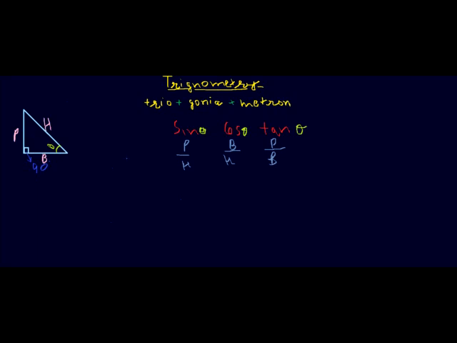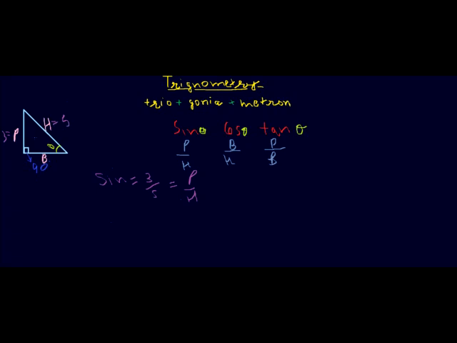So let me show you some examples so it will be more clear to you guys. Let's say we are given sine theta equals 3 by 5. So we know that sine is perpendicular over hypotenuse. So given 3 by 5, perpendicular is 3 and hypotenuse is 5.